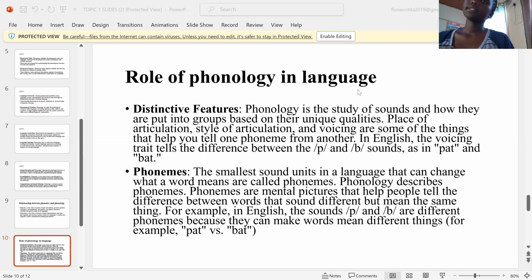Next, we have phonemes. The smallest sound units in language that can change what a word means are called phonemes. Phonology describes phonemes as mental pictures that help people tell the difference between words that sound different and mean different things. For example, in English, the sounds pa and ba are different phonemes because they can make words mean different things. For example, as we use the example above, part and but.